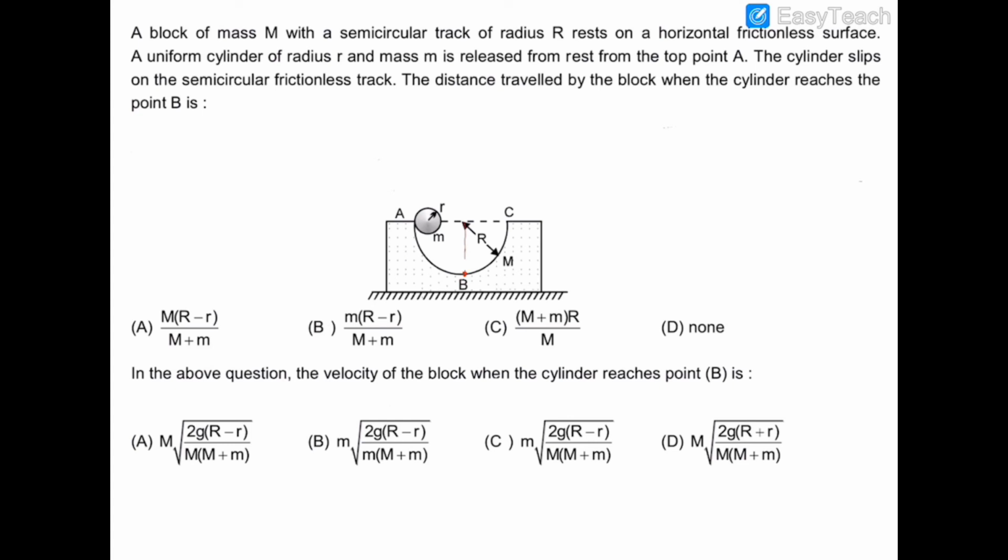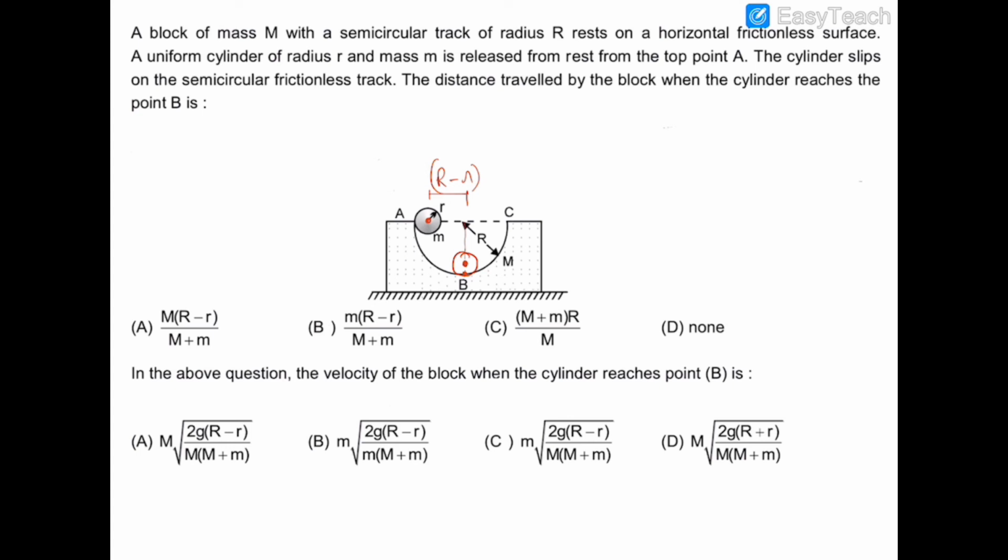So first of all, let us see that when this cylinder will reach this point, then the distance by which the center of the cylinder is displaced is R minus r. You can see that initially the center of the cylinder was located at this point, and finally this center is located at this point. So the displacement of the center of the cylinder is R minus r. So this is the first important thing.